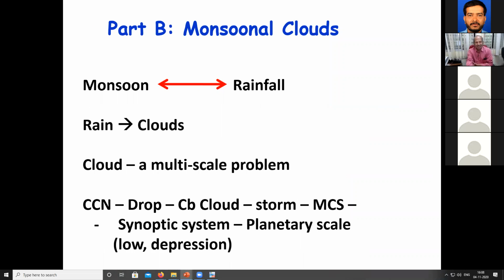Having said that, now let's come back to the monsoon clouds. As far as we in India are concerned, monsoon is synonymous with rainfall. Rain comes from the clouds. Cloud is a multi-scale problem. There you have CCN, you have drop, you have cumulonimbus cloud, in between you have storm, it's the cluster of cumulonimbus clouds. Then you have mesoscale convective system. Then you have synoptic system, like for example, monsoon low and depression, and you have planetary scale. All these are interacting even in our monsoon cloud systems.